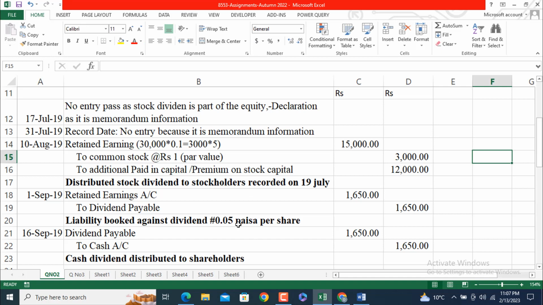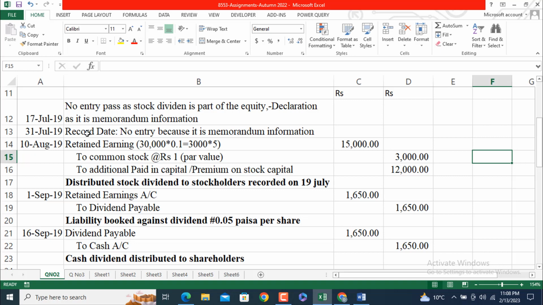I have prepared it in Excel format to make it more clear to you. As I discussed earlier, the stock dividend is not a liability, so it is related to the equity section, and there is just a transfer from retained earnings to the common stock and premium, if it is involved. So no entry on the dates of 17 and 31 July. 17 July is the declaration date, and 31 July is the record date.